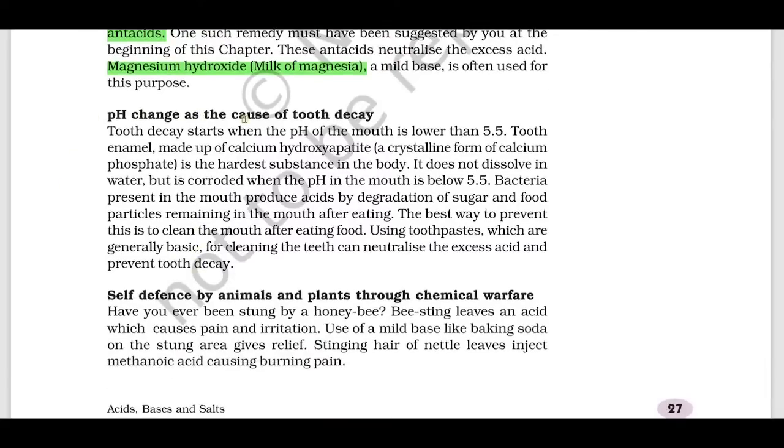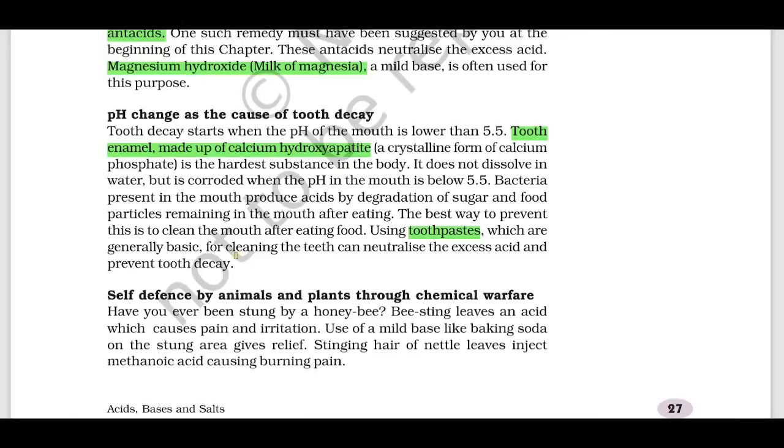pH change as the cause of tooth decay. Tooth enamel is made up of calcium hydroxyapatite. Bacteria present in the mouth produce acids by degradation of sugar and food particles remaining in the mouth after eating. The best way to prevent tooth decay is by using toothpaste. Toothpastes are generally basic in nature.